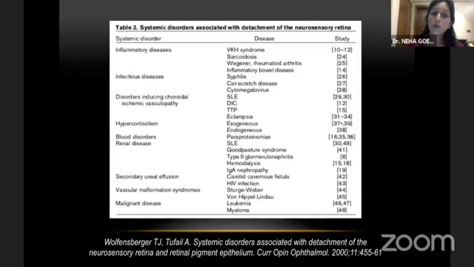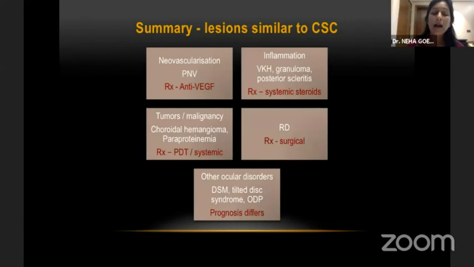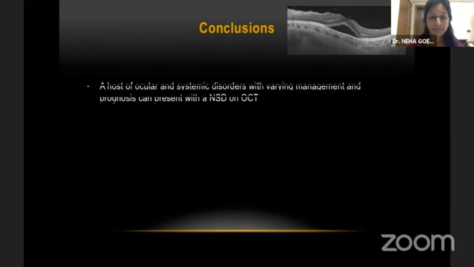So to conclude, there are a host of systemic disorders associated with the neurosensory detachment. You can have lesions similar to CSC, which can be neovascularization, inflammation, tumors or malignancy, a surgical condition such as an RD, or other rare ocular disorders such as a dome-shaped macula or an optic disc pit. It's important to recognize these because the management differs and the prognosis also differs.